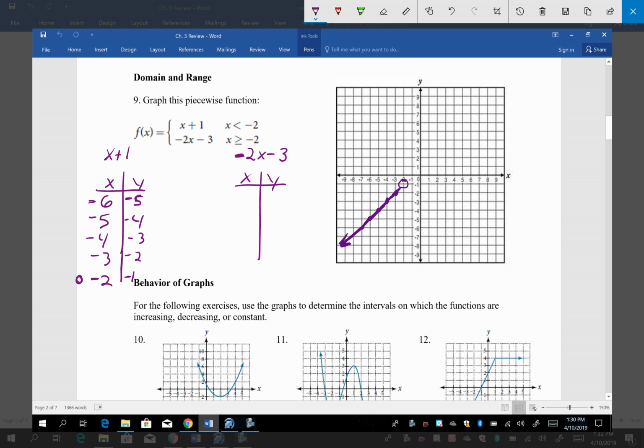What's up, Diana? Are you confused by something? Why did you do that circle? Why did I do that open circle? Because at negative 2, negative 1, it should be open.